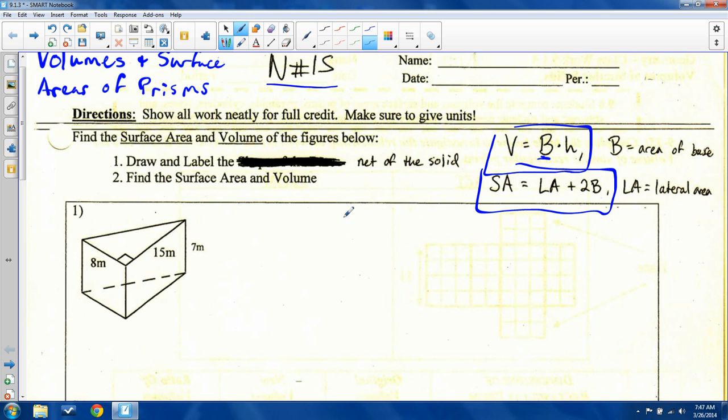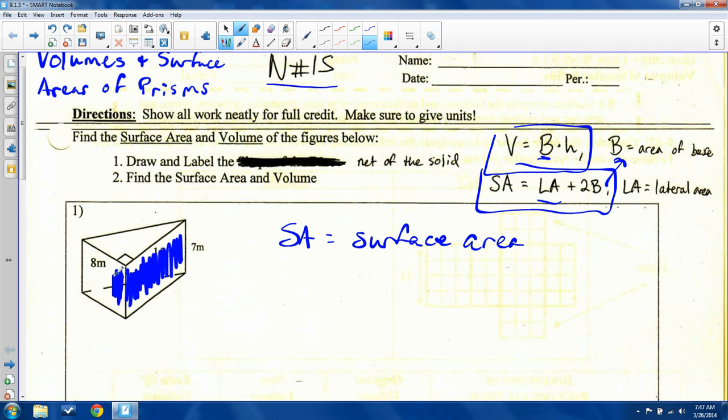Now, surface area, SA means surface area. Okay, and that is equivalent to the lateral area, which we're going to talk about, plus 2 times the area of your base. Remember, this B is the same thing, area of base. So surface area, as we talked about before, is the outer covering. So if I take this face and cover this face, like with paper, right?